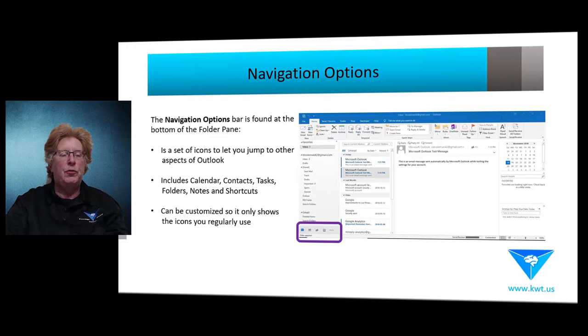Down at the bottom of the folder pane is a set of navigation options, and these give you quick access to the other areas of Outlook so that you can single-click jump to calendars, to contacts, and back to email. You can adjust this as well so it's only showing the options that you need. Again, we can reduce clutter by getting rid of things you don't need. So we'll take a look at that in a little bit as well.